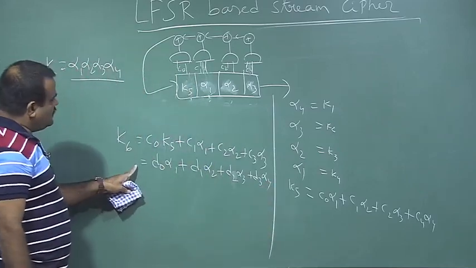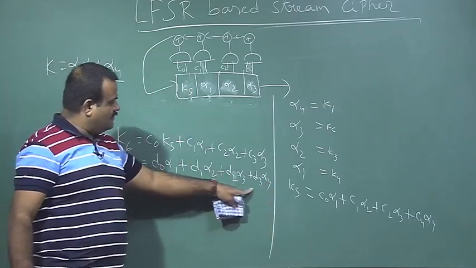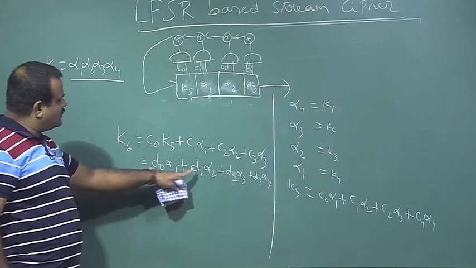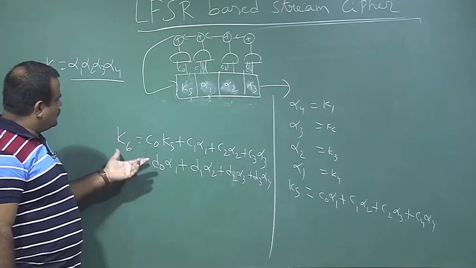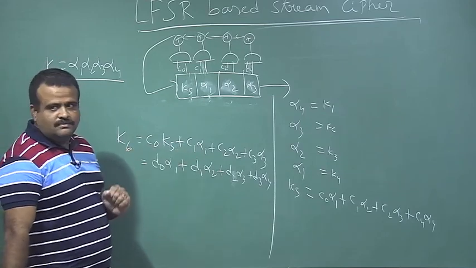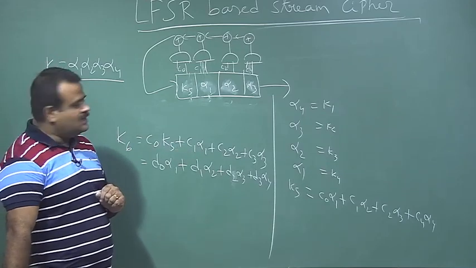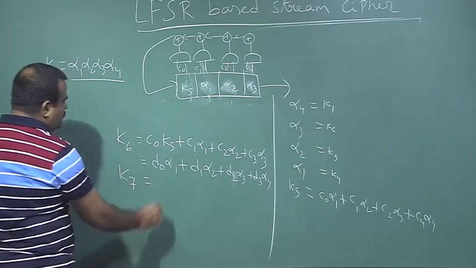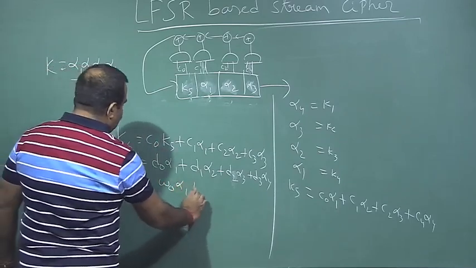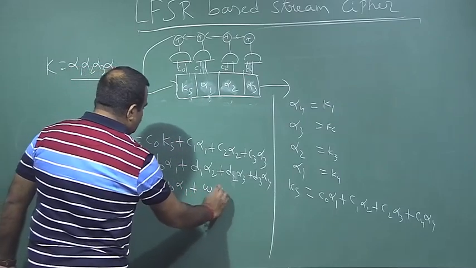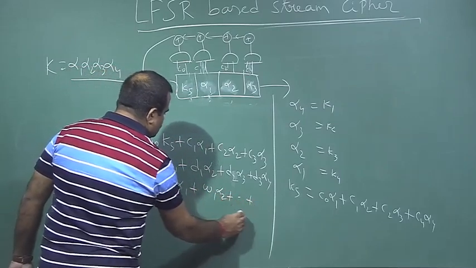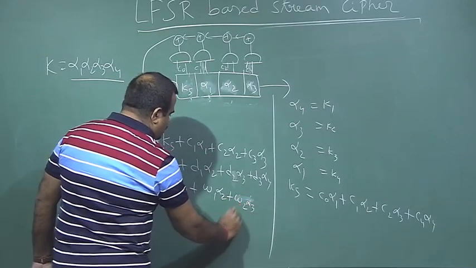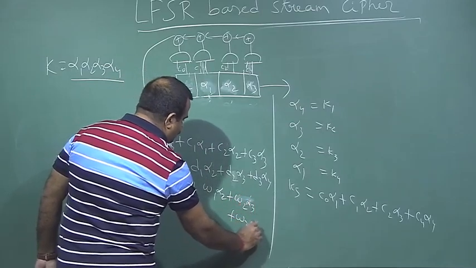So, this is again a linear function in alphas. These are just constants, these d_i's are combinations of the c_i's basically. So, this is a linear function. Again, k_7 can also be written as some w_0 alpha 1 plus w_1 alpha 2 plus w_2 alpha 3 plus w_3 alpha 4, like this.